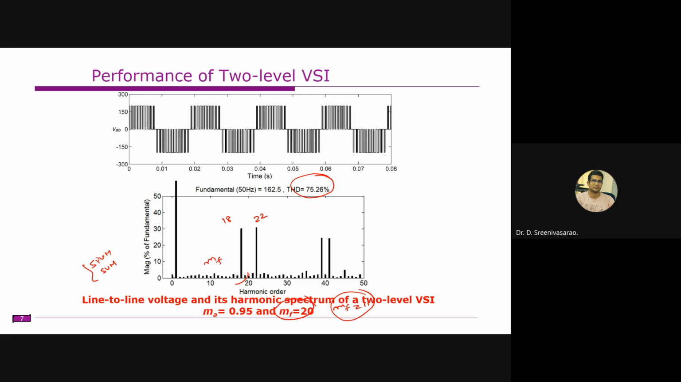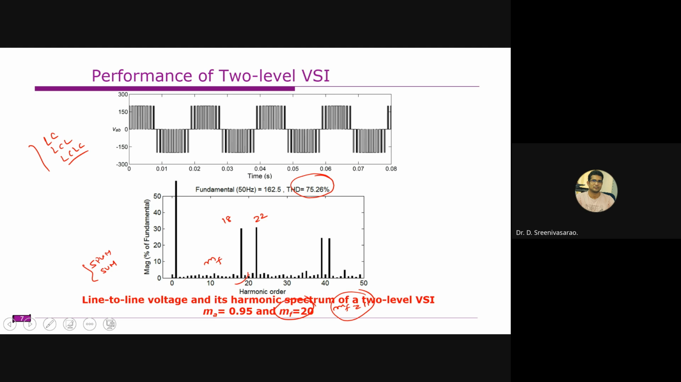Right. And another thing is that we have a high value of THD. Normally if you directly feed this, the grid may not accept this voltage. So somehow we need to filter this. Normally we prefer LC filters, LCL filters, or LCLC filters.